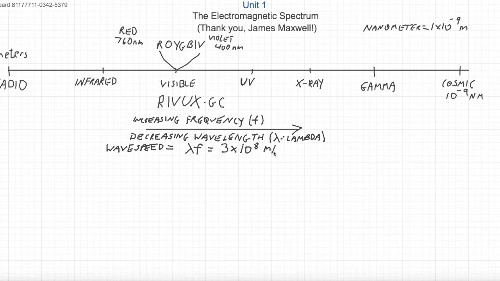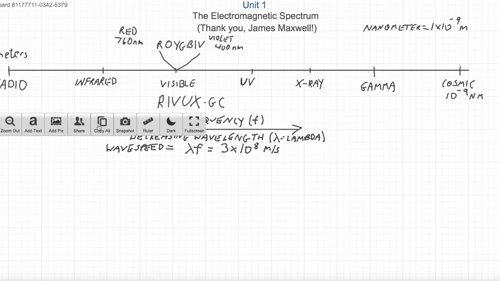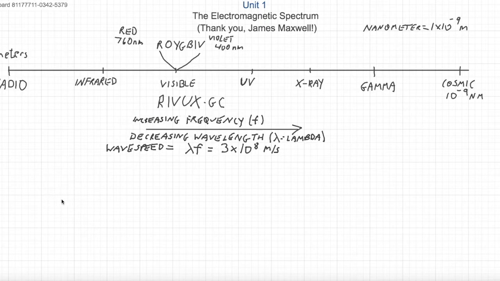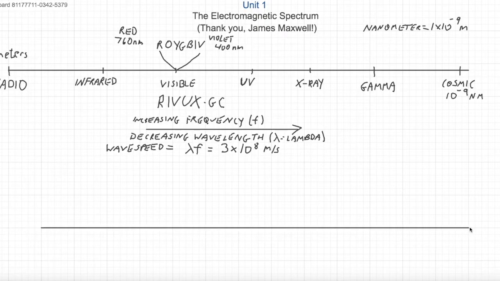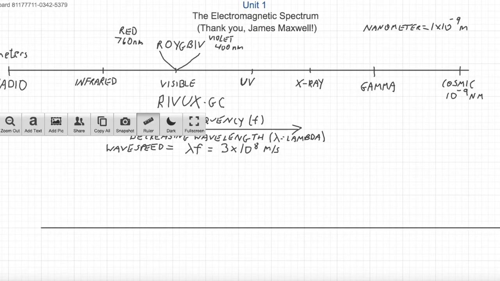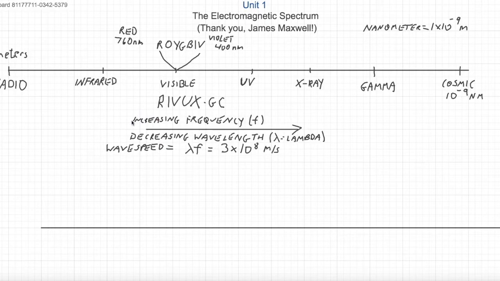The speed of light and all these other waves in a vacuum is actually 299,792,458 meters per second. They're about 90,000 meters per second less in air than in a vacuum. So we round up for both air and vacuum wave speed to 3 times 10 to the 8th meters per second.